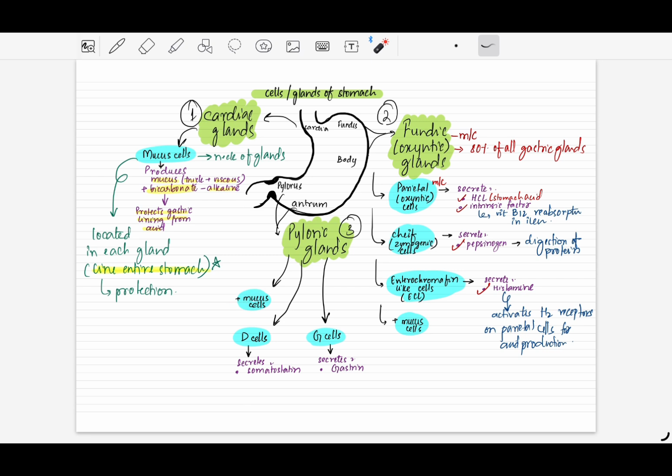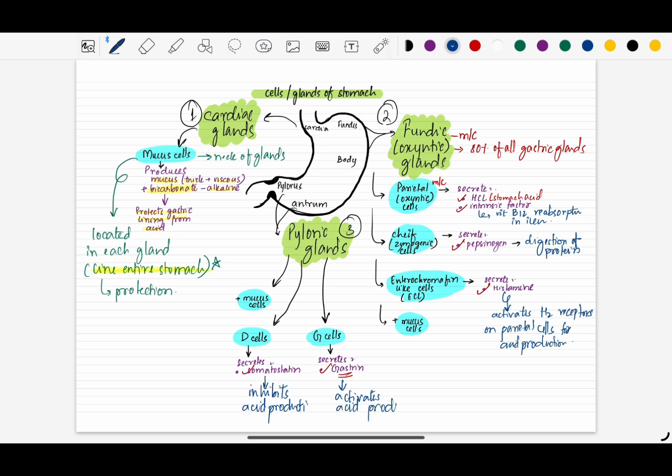Then we have D cells. Now these D cells secrete somatostatin. Now somatostatin is responsible for inhibiting the gastric acid production. Up next we have the G cells. Now G cells secrete gastrin, and gastrin is responsible for activating acid production. Now this means that pyloric glands maintain a feedback loop of acid production.